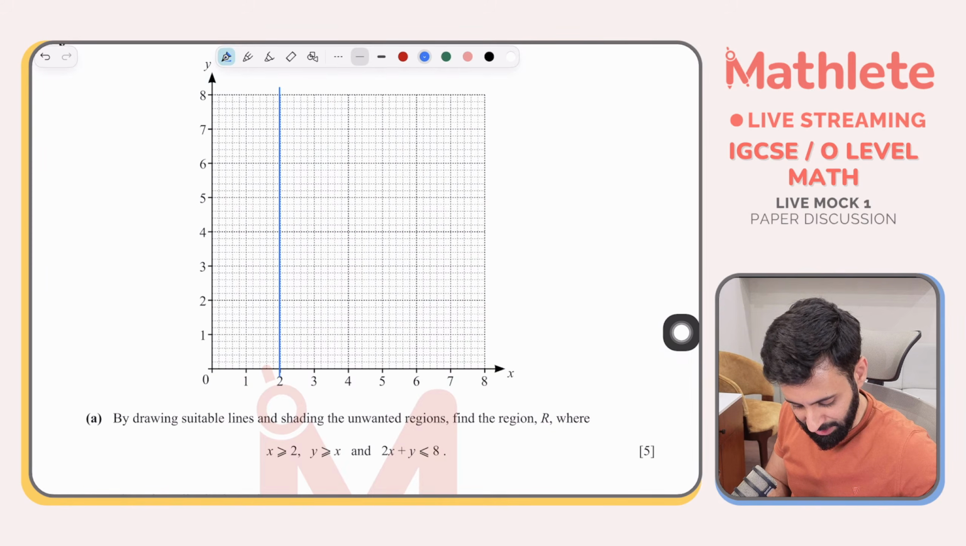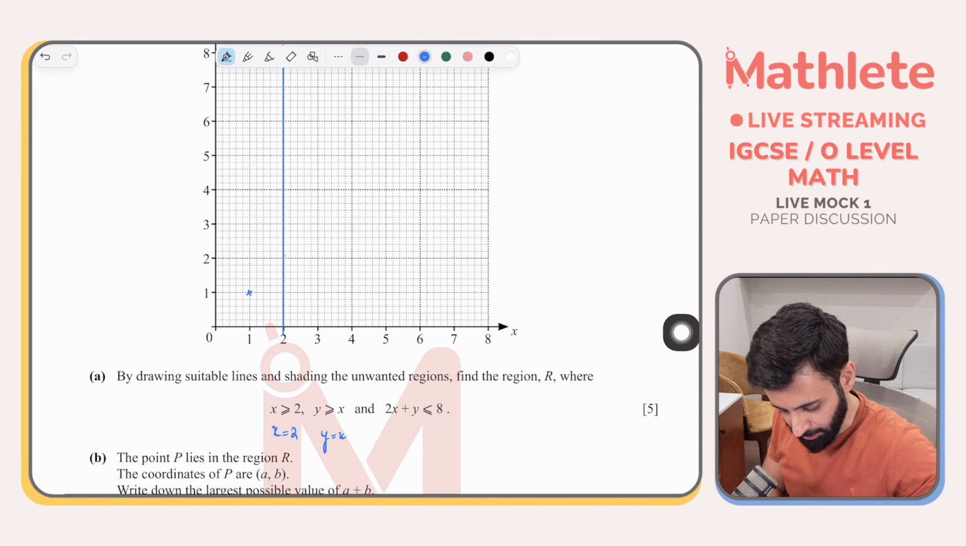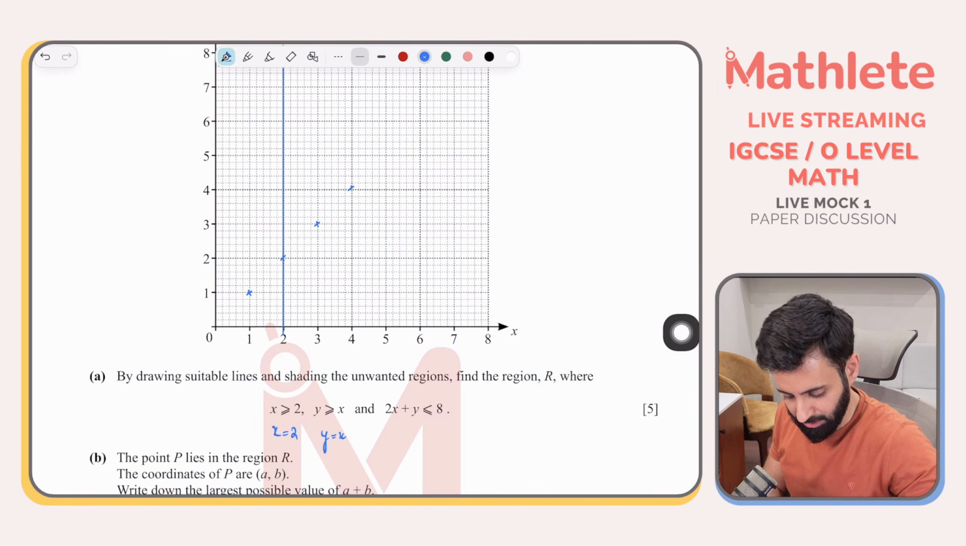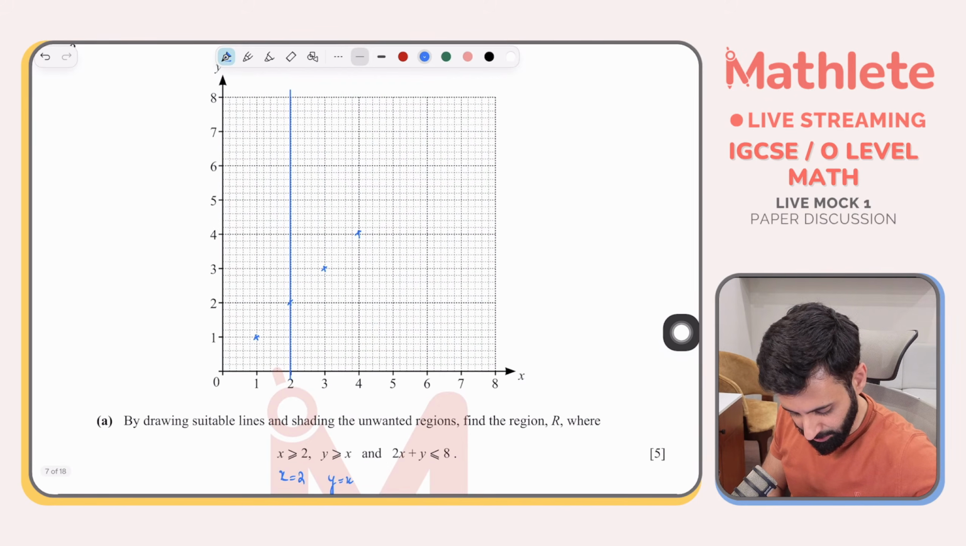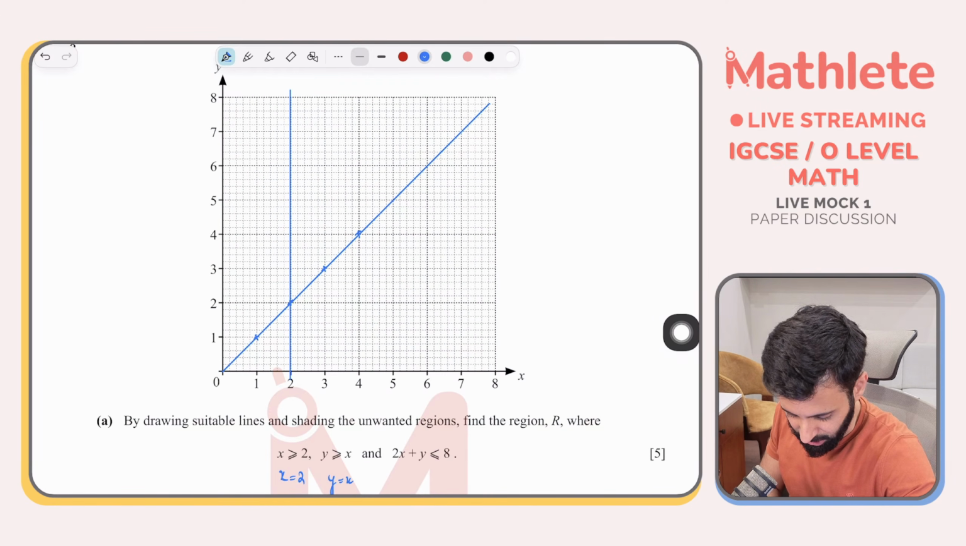Okay, so x is greater than or equal to 2 means that we want the line x equals 2. Y is greater than or equal to x means that we want the line y equals x. Now for y equals x, no need to put in a lot of effort. Y equals x is a line where every y coordinate is the same as the x coordinate. So just mark these points and join them.